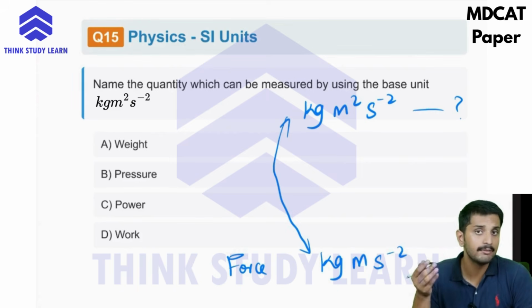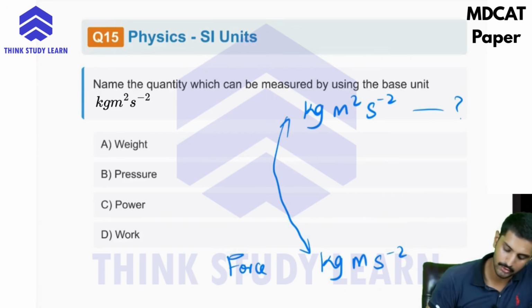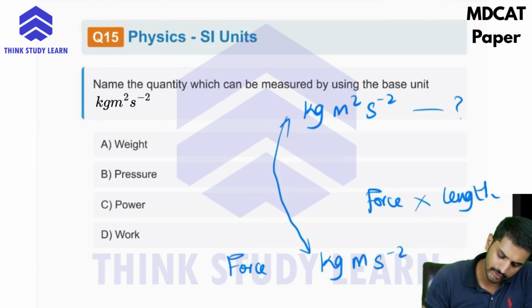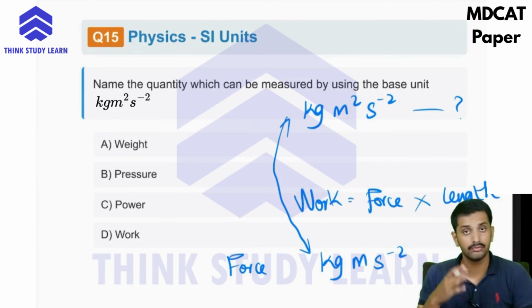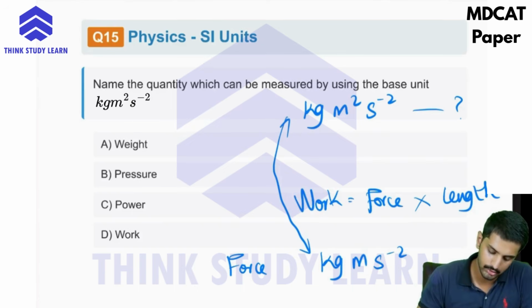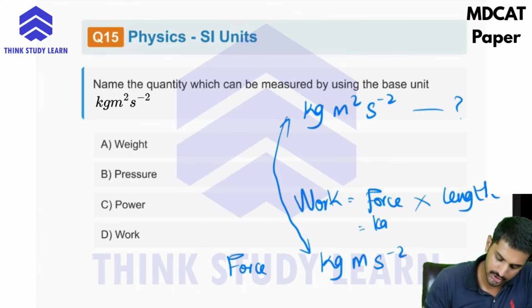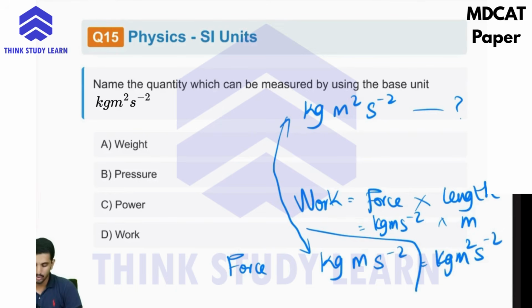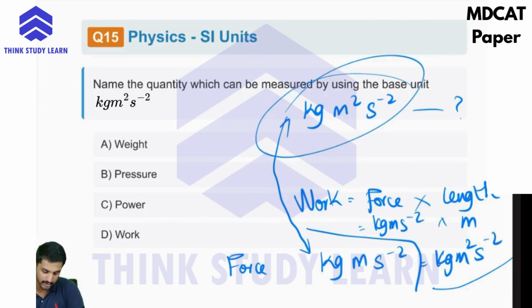So what do you multiply by force to get this? If we have force and we multiply it with 1 meter, which is length, don't we get the formula for work? Work is equal to force into distance. So it is kg meters per second square into meter, which will make it kg meter square second to the power minus 2. It is exactly what we are looking for, so it has to be work. Option D. Moving on to the next question.